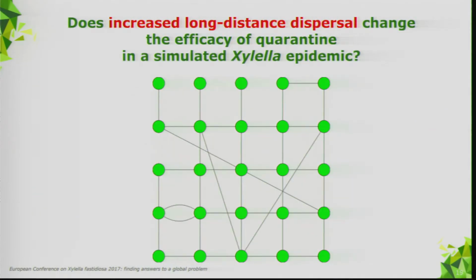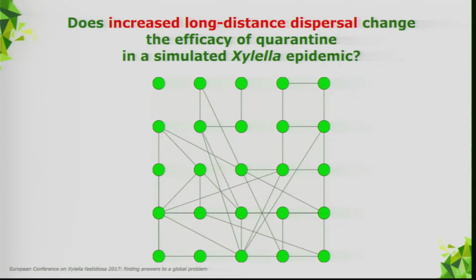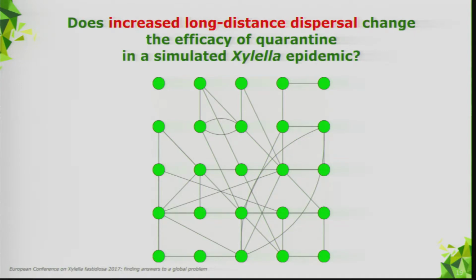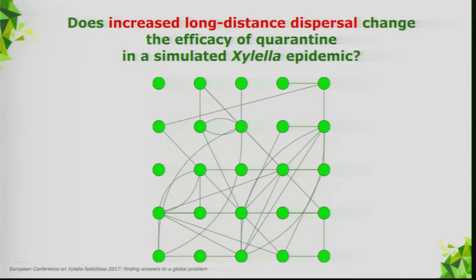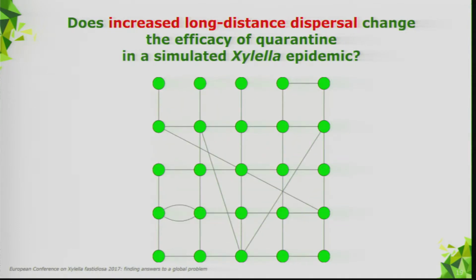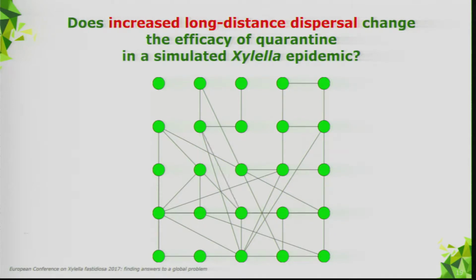Our next exercise is then to change up the network and ask, what if in the network there is more or less long-distance dispersal? How does that change your opportunity to save nodes by implementing quarantine? This cartoon just illustrates how we implement that. We take our initial network and we swap out an existing edge, an existing connector, with a long one that we randomly put across the landscape. Imagine this being the accidental transport of infected material from one end of Andalusia to the other end.